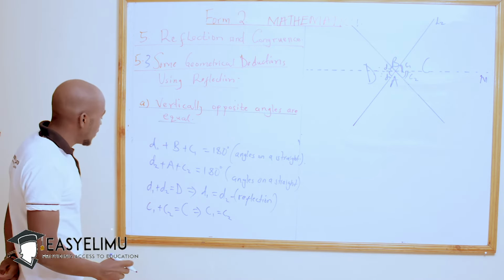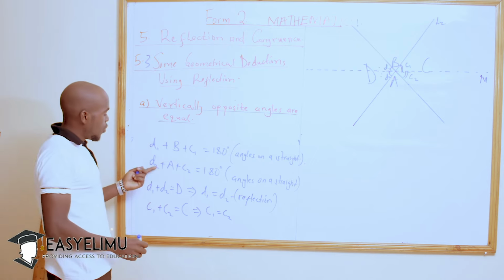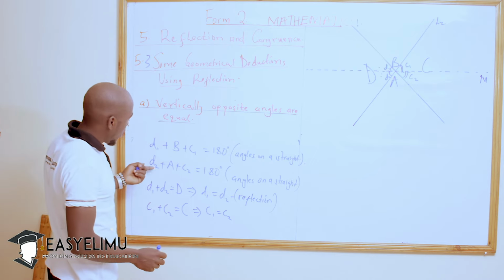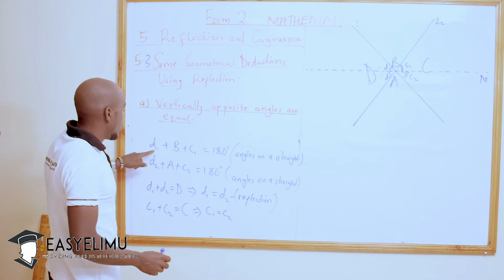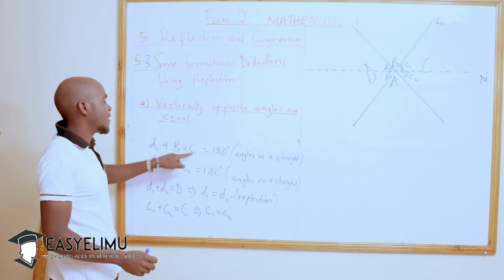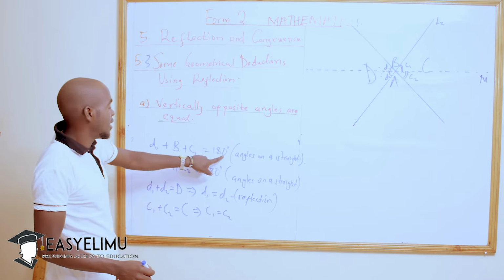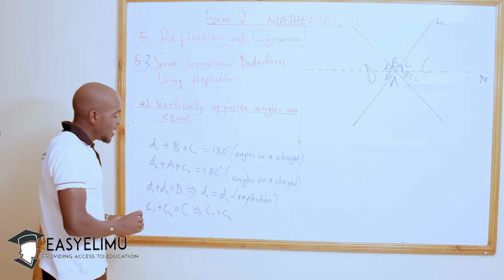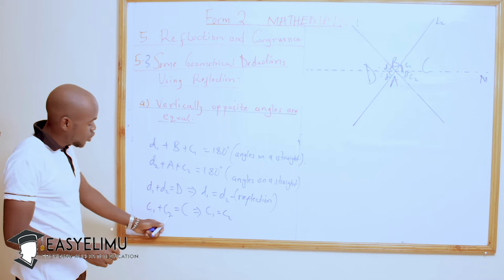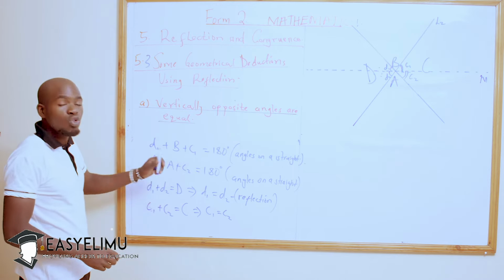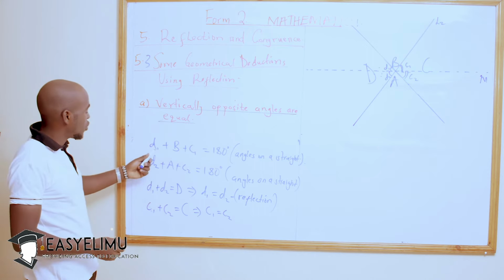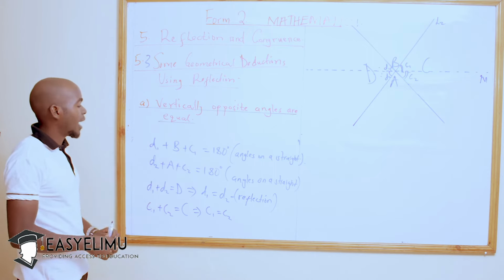So that means that if we take D1 plus D2, we shall get D. But remember one thing, we said D1 plus B plus C1 is equal to 180 degrees. And here we are deducing that C1 plus C2 is equal to C. But remember, C1 and C2 are equal. The same applies to D1 and D2, they are equal.